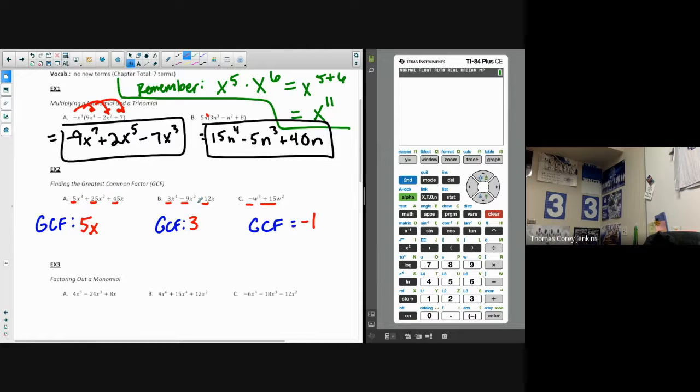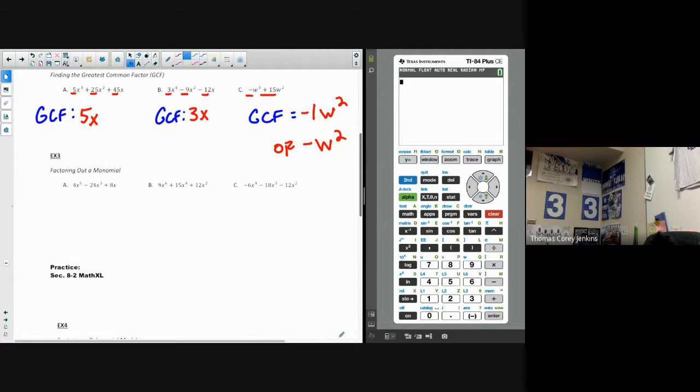On this one, our lowest power of x would be x. And on the last one, our lowest power of w would be w squared. So negative 1w squared, or you might just type negative w squared. All right, so that is your first thought in factoring out a GCF. So that's what we want to do on the next couple of examples.